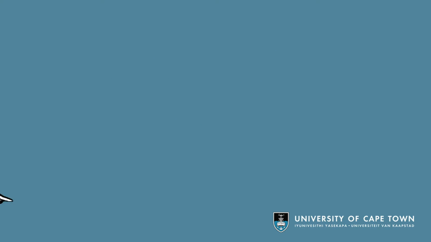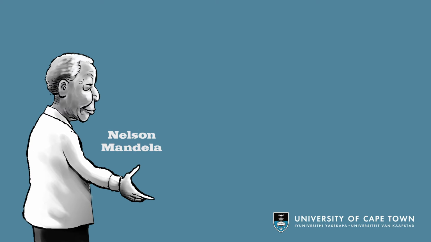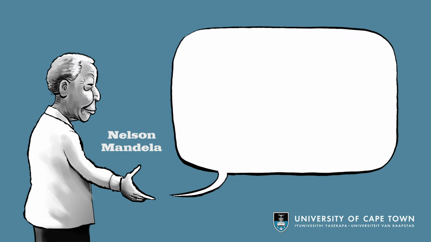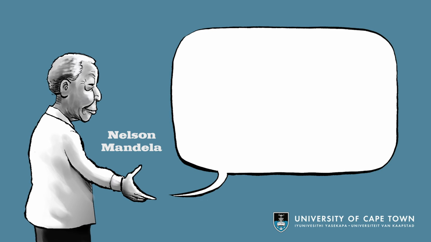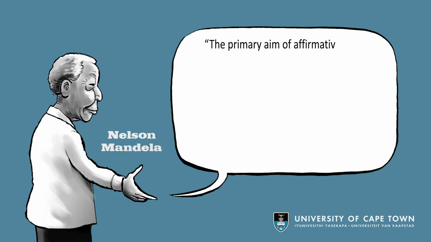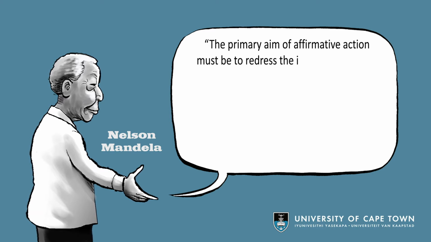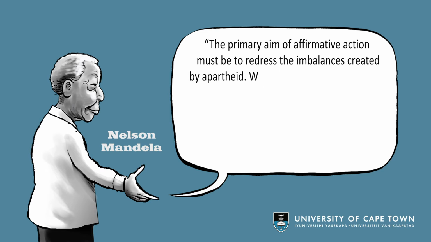It can also be attributed to the fear of or inability to change, or latent or deliberate or unconscious bias. As far back as 1993, Nelson Mandela explained the primary aim of affirmative action, and to quote, "The primary aim of affirmative action must be to redress the imbalances created by apartheid.